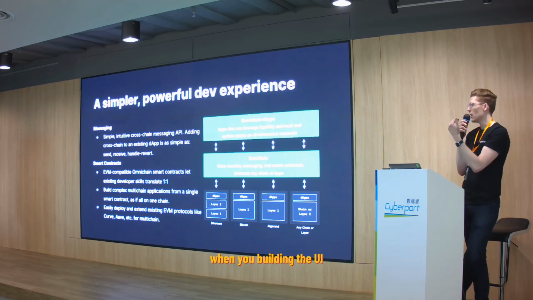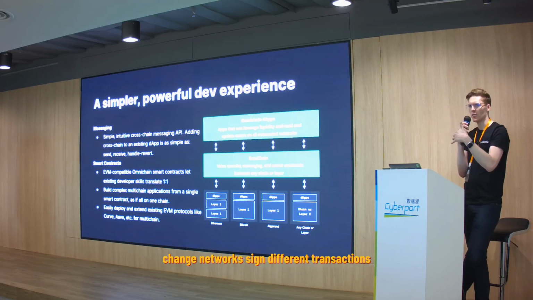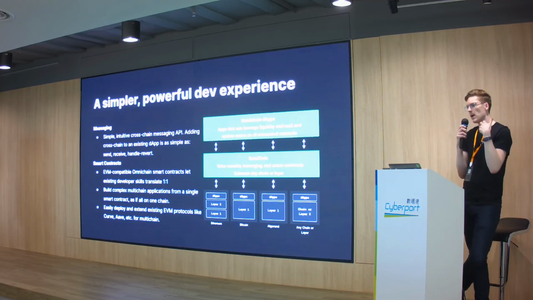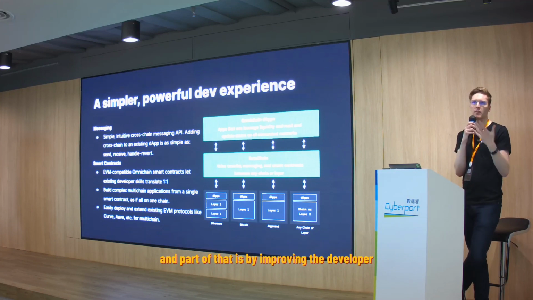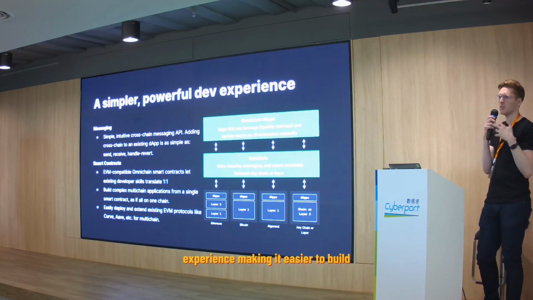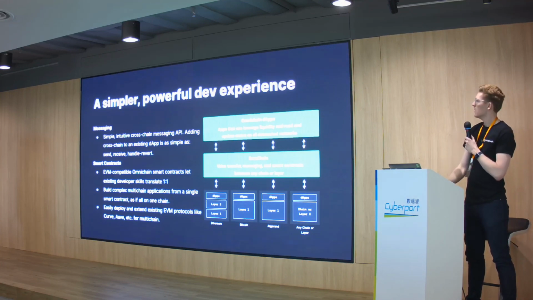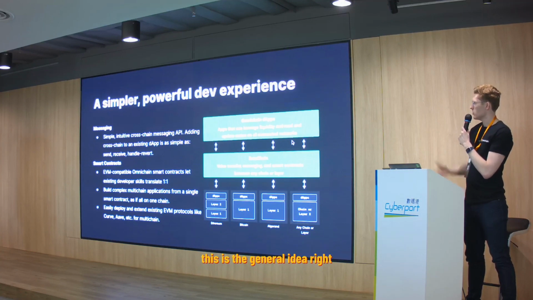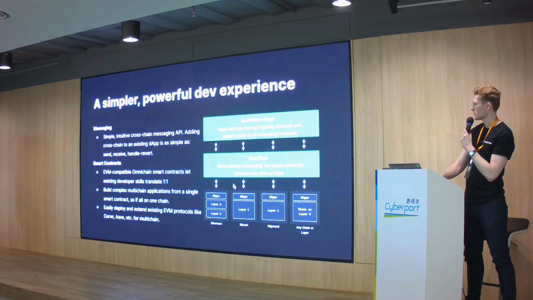When you're building the UI, you suddenly have to figure out how to instruct a user to change networks, sign different transactions. It becomes confusing for everyone involved, right? It's very difficult. One of our guiding principles is how do we improve the user experience? And part of that is by improving the developer experience, making it easier to build dApps that are simpler for a user to understand. So this is the general idea, right? You can have your omni-chain dApp at this level using ZetaChain, and then it will interact with Ethereum, Bitcoin, you can do Algorand, any chain or layer down here.